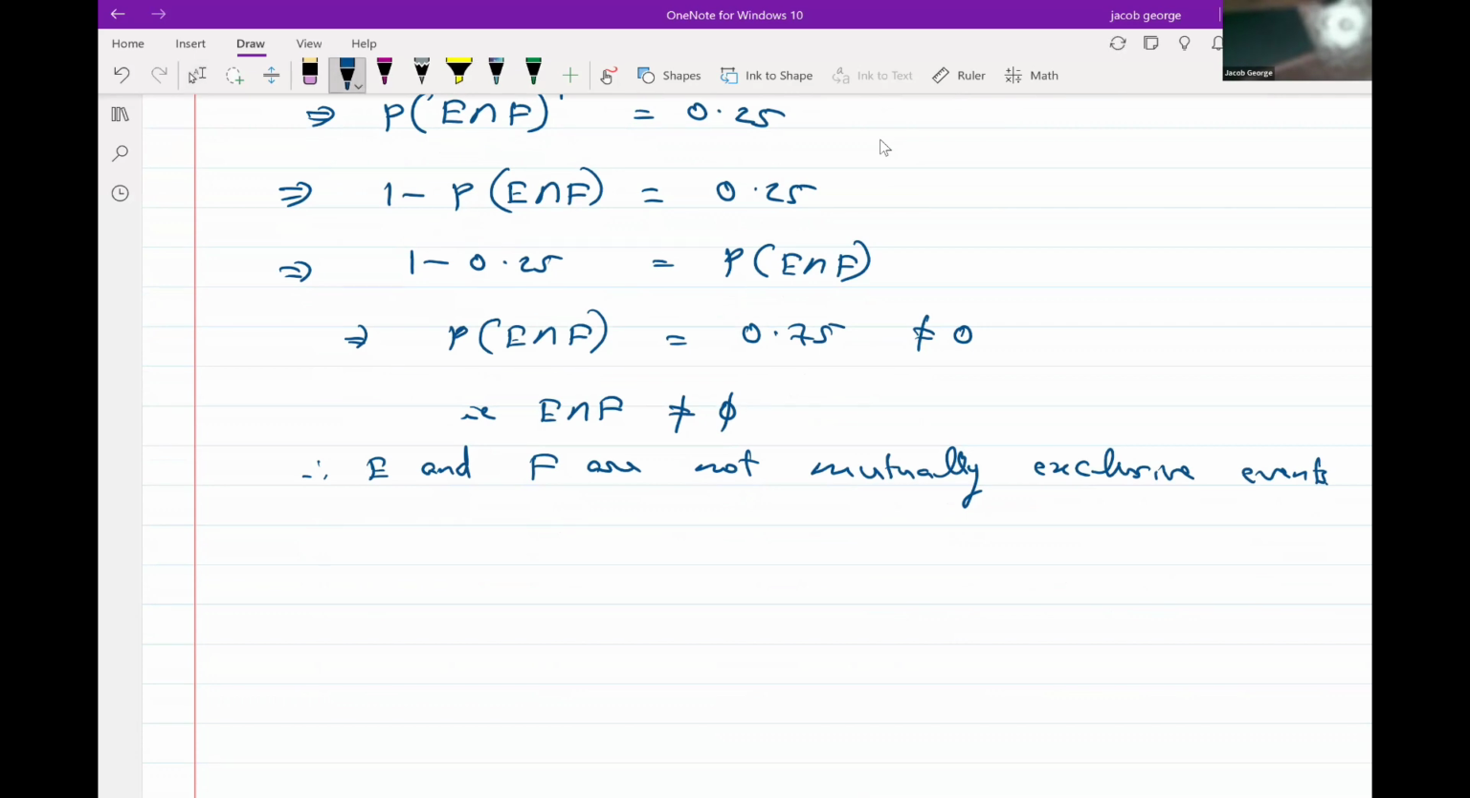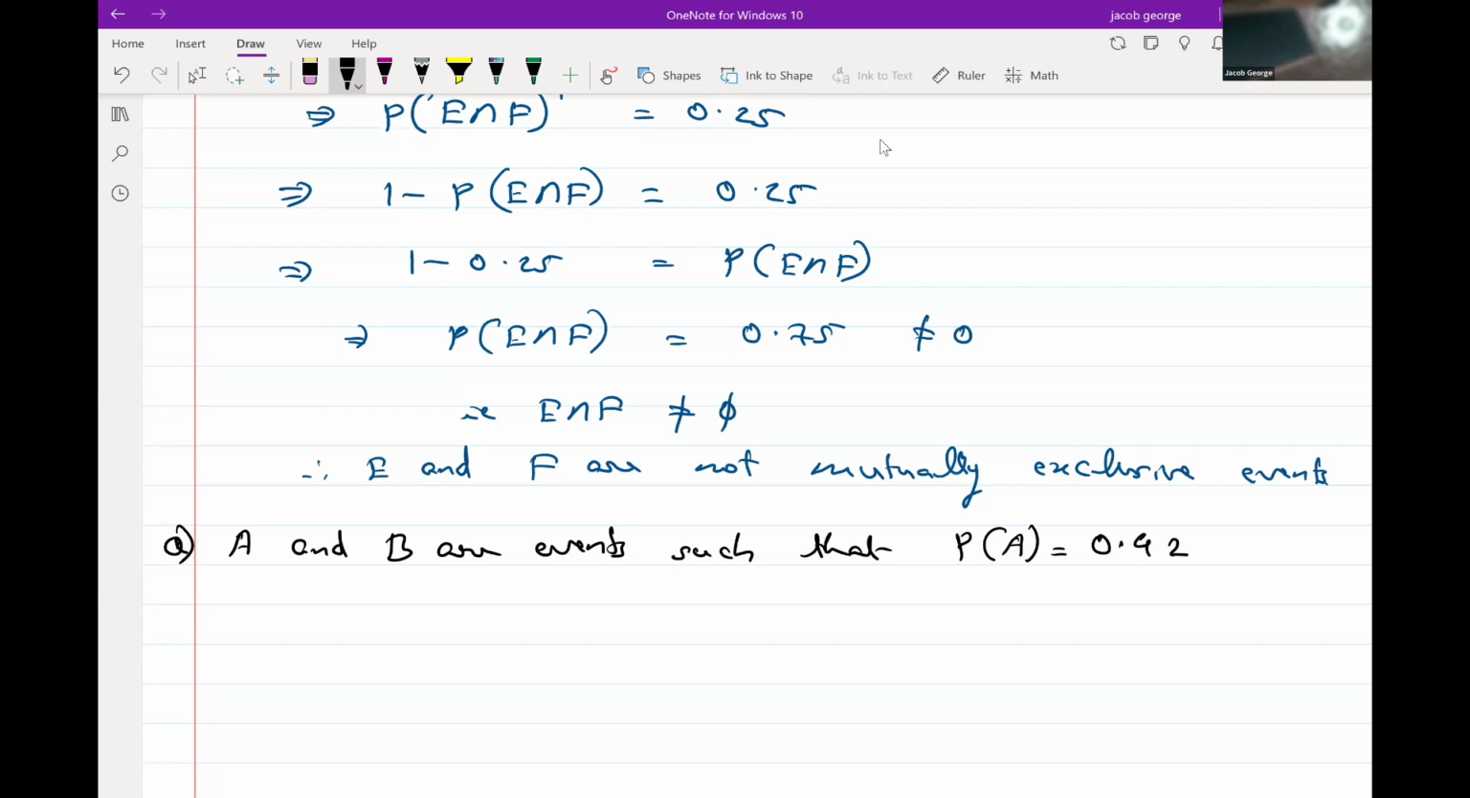Next, one more question. Please write. A and B are events such that P of A is equal to 0.42, P of B is equal to 0.48, P of A and B is equal to 0.16.